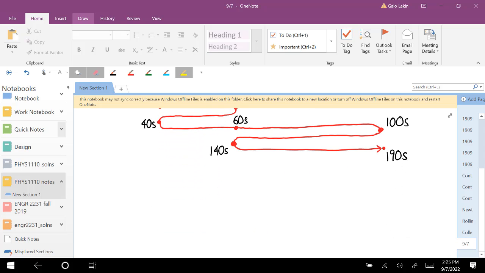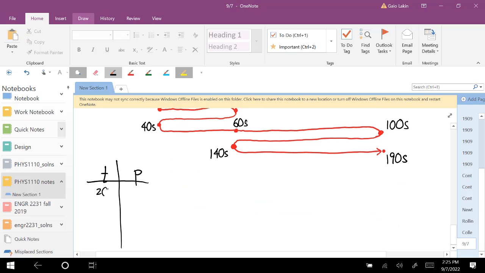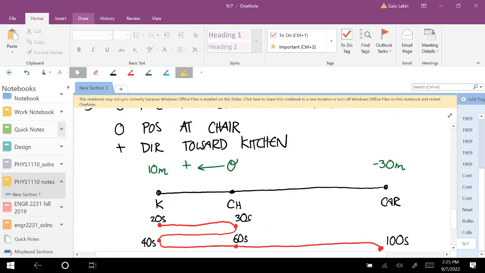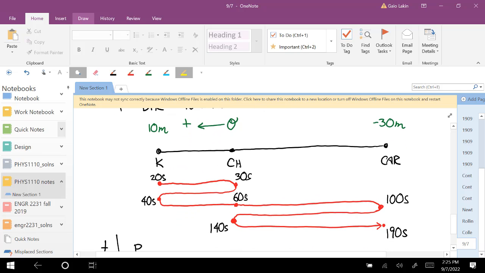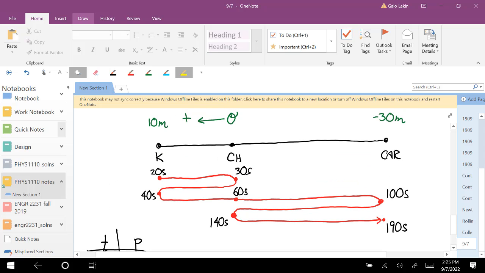And so now we can start to fill out this table of the values. At the first instant, we have a time of 20 seconds and a position of 10 meters. At the second instant, we have a time of 30 seconds and a position of 0. Okay.